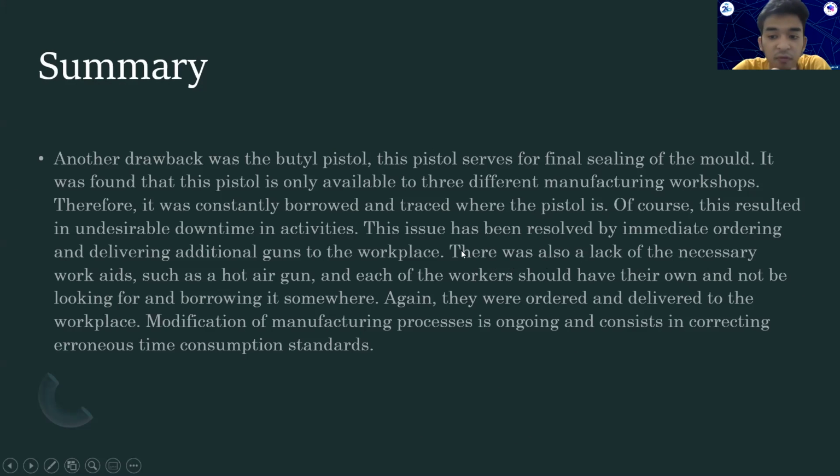There was also a lack of necessary work aids such as a hot air gun, and each of the workers should have their own and not be looking for and borrowing it somewhere. Again, they were ordered and delivered to the workplace. Modification of manufacturing processes is ongoing and consists in correcting erroneous time consumption standards.